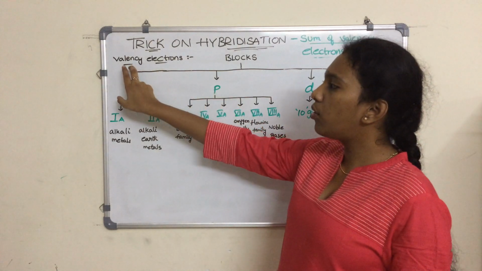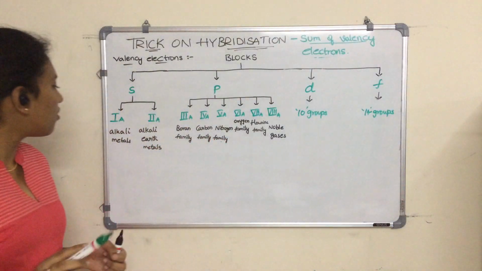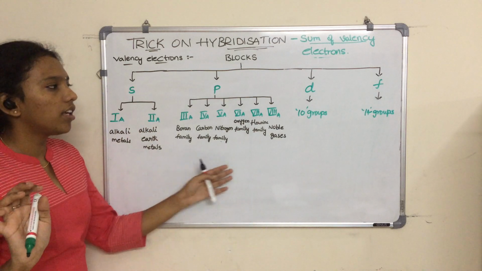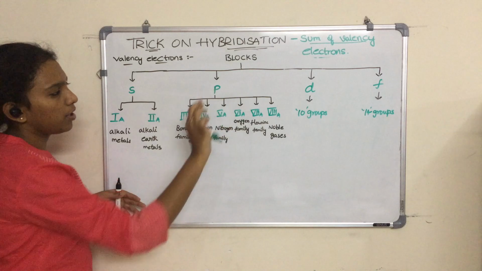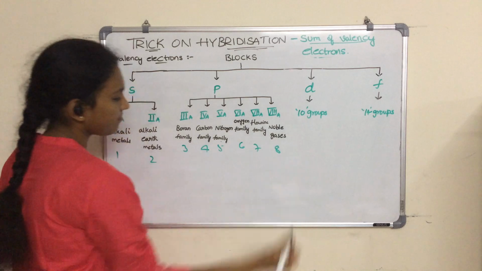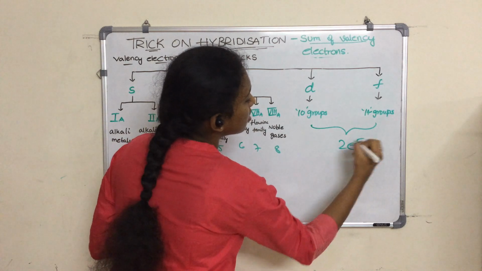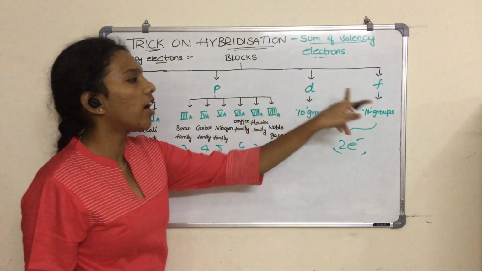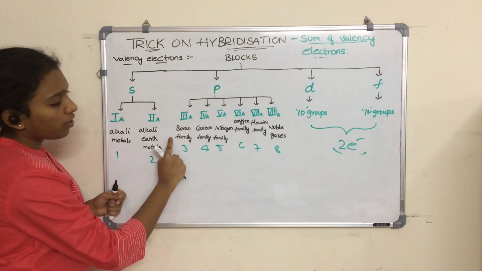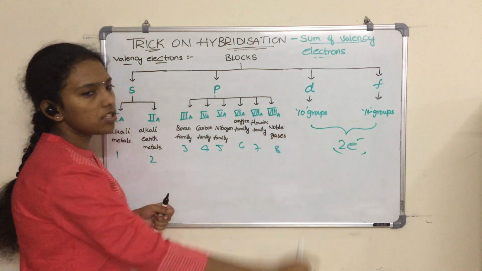Okay, now let's see how to find valency electrons for the particular groups. For the S block and P block, don't be tense, it's very easy. Just put 1, 2, 3, 4, 5, 6, 7, 8. These are the valence electrons, right? And for the D block and F block, there are two valency electrons. There are 3 valency electrons in the boron family, 4 valency electrons in the carbon family, and so on, up to 8 valency electrons in the noble gases.